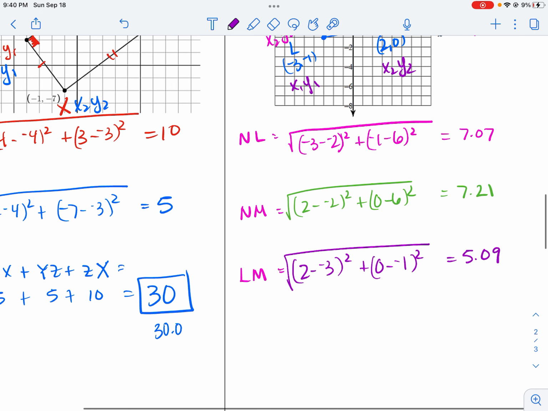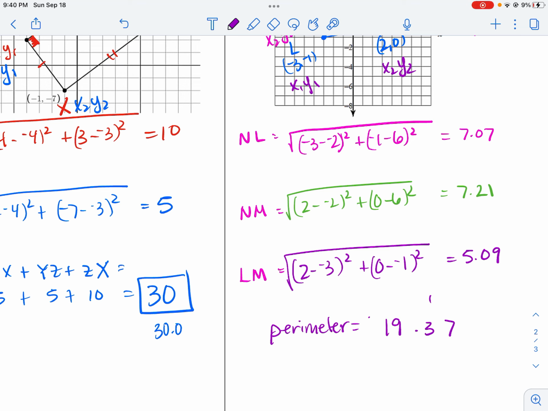So when we add it all together, that's 7, 8, that's 17, carry the 1, 3.14, 19.37. That's 19.4.